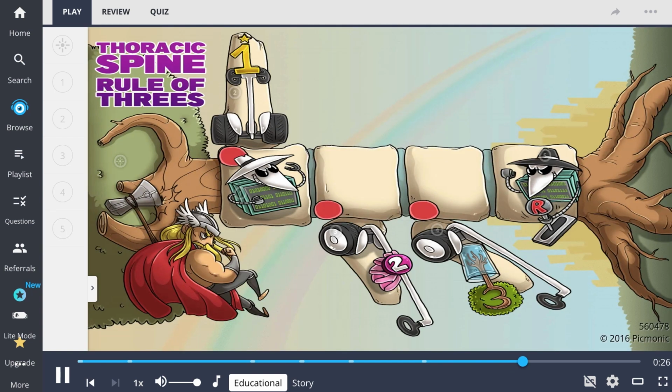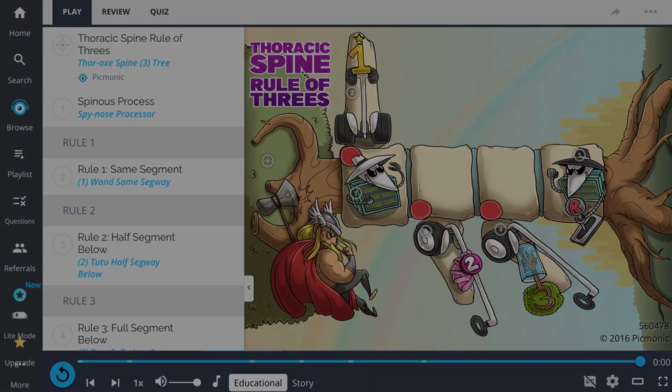So, in summary, the rule of threes is a high-yield subject that will be tested to challenge your understanding of the spinal segments. Rule 1 represents T1 through T3 with the SPs at the same level. Rule 2 represents T4 through T6 with the SPs a half segment below. Rule 3 represents T7 through T9 with the SPs a full segment below. Lastly, for the 3 remaining segments, we reverse the 3 rules for each subsequent segment.